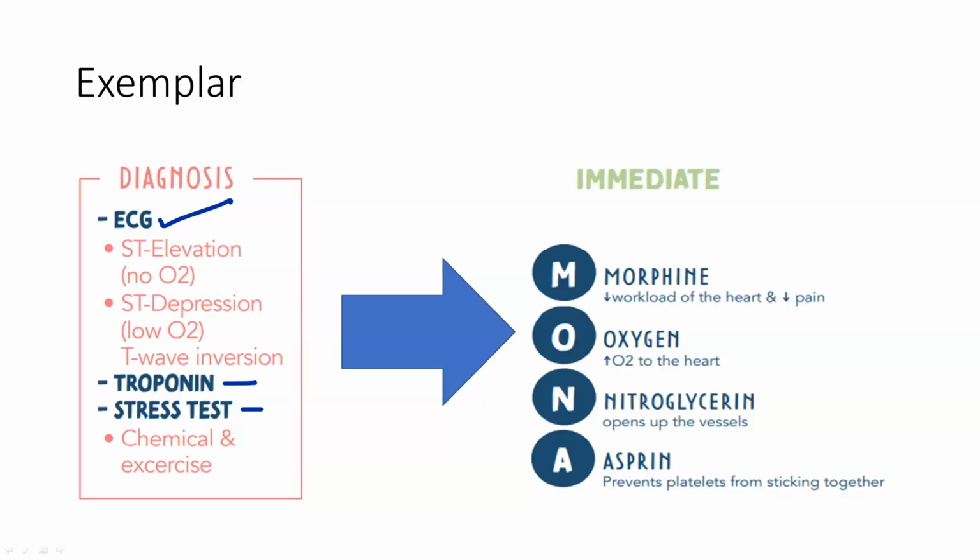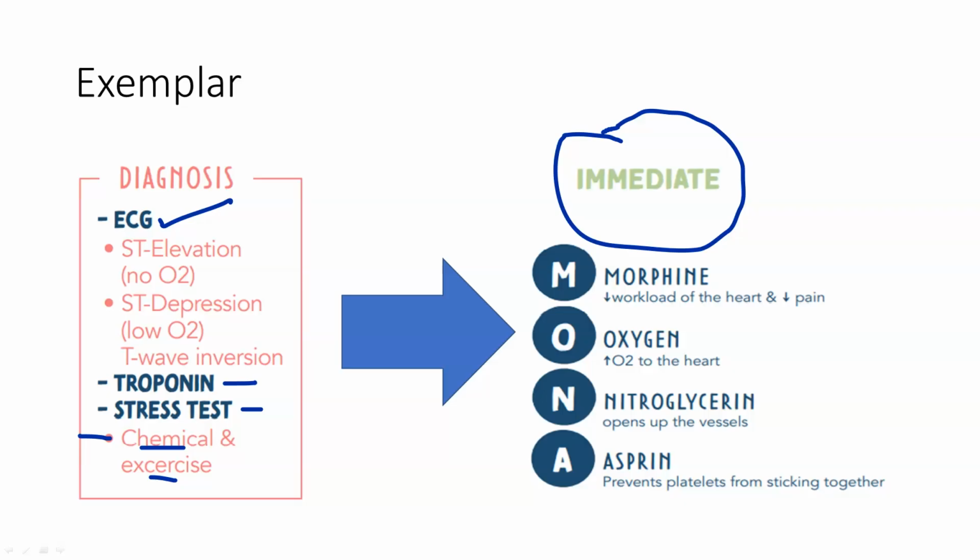Long term, we're kind of thinking a stress test because we want confirmation. And again, this could be either chemical, usually that is the adenosine, or the exercise stress test. And we talked about that in our diagnostics PowerPoint.